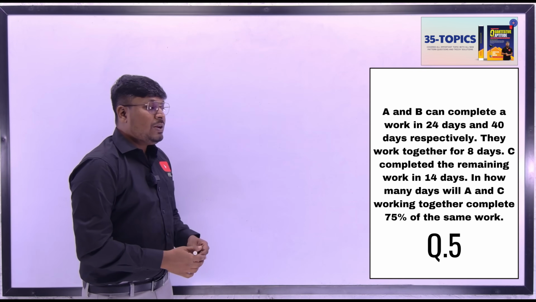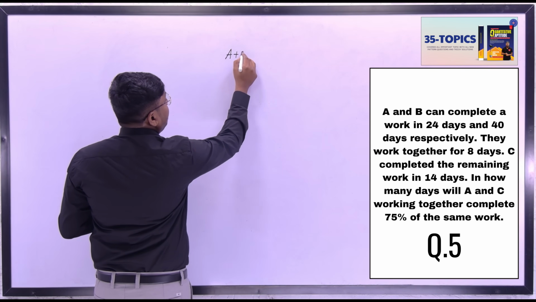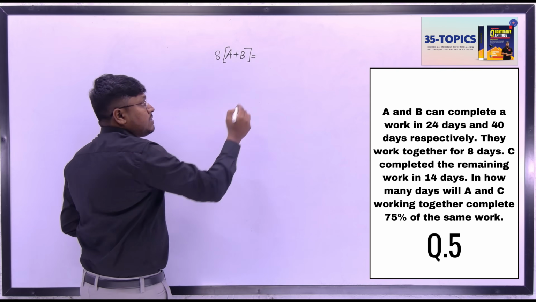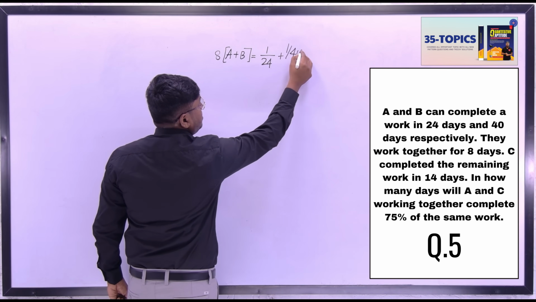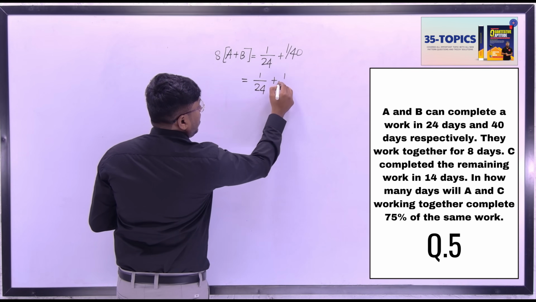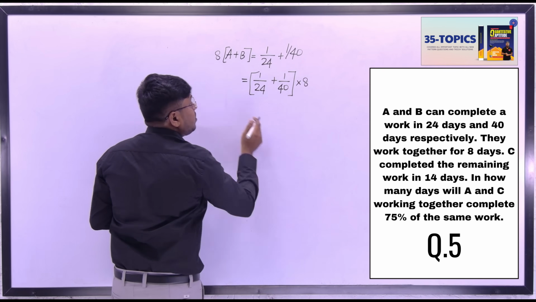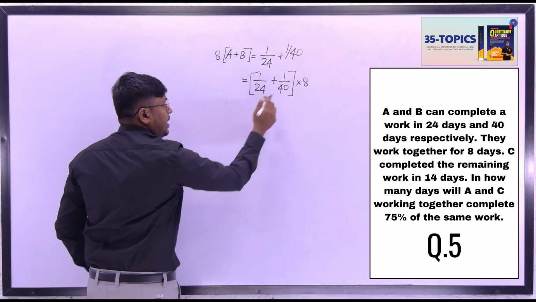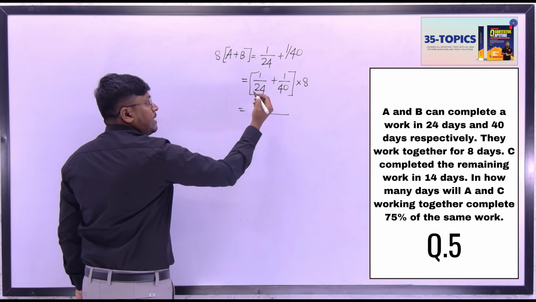First, A alone takes 24 days, B alone takes 40 days. So let's find what A and B have worked in 8 days. So 1 divided by 24 and 1 divided by 40. So this can be written as 1 by 24 plus 1 by 40, into 8. Don't bring this 8 to the denominator, because they are doing 8 days of work.